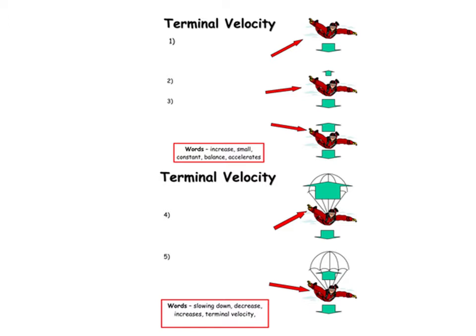He slows down, and as he slows down, there's less air pushing on the parachute. So that arrow gets smaller, and eventually they balance, and he's now going at a constant speed again, but it's a lower constant speed than it was before. His new terminal velocity is less than it was before.